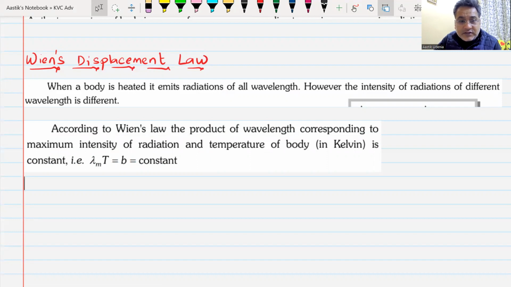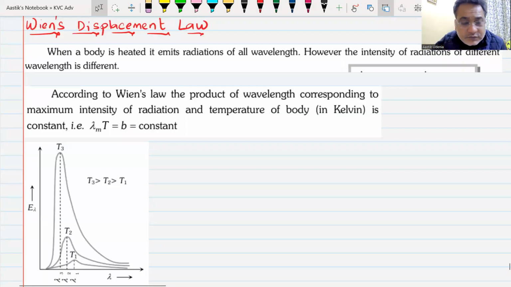So Wien's displacement law is just saying that this graph, which we have already seen, holds true. We have already seen this graph. Yes or no? Yes, sir. If you increase the temperature, the radiation which has maximum energy, its wavelength decreases. Yes or no? Yes, sir.